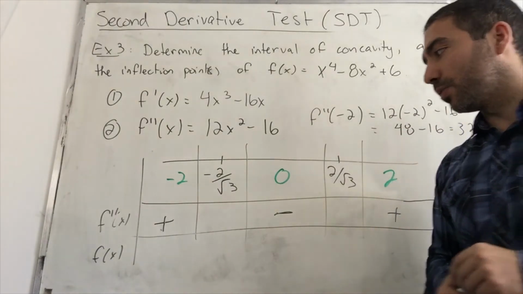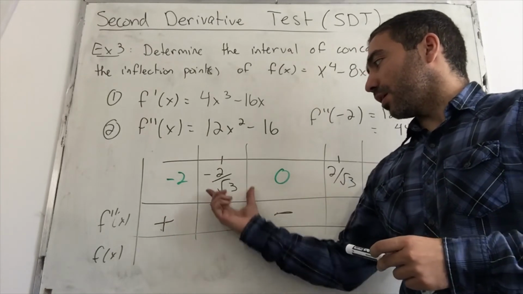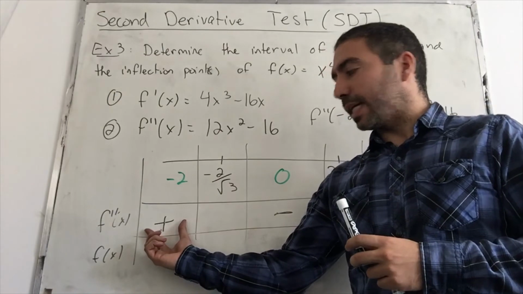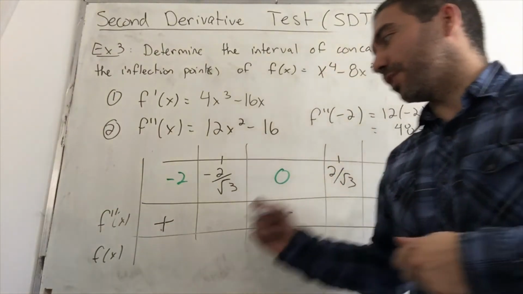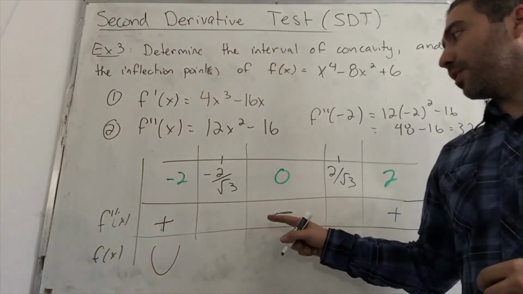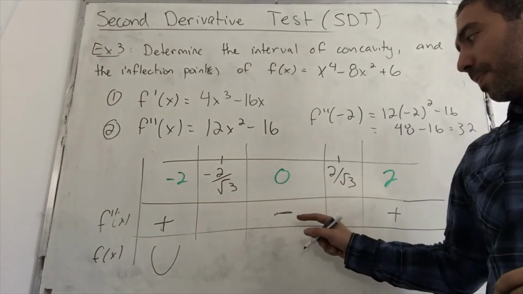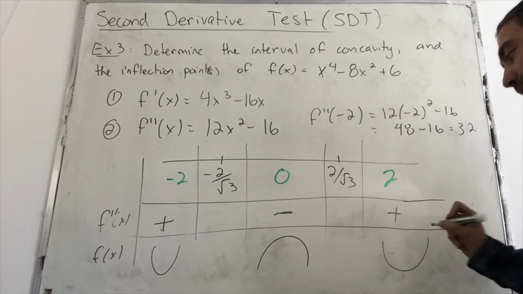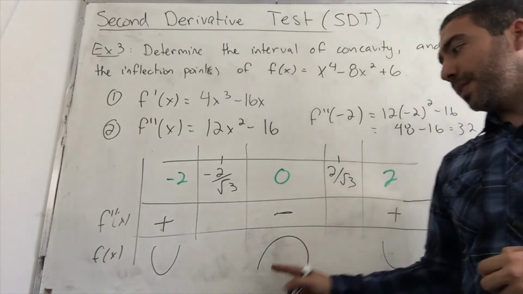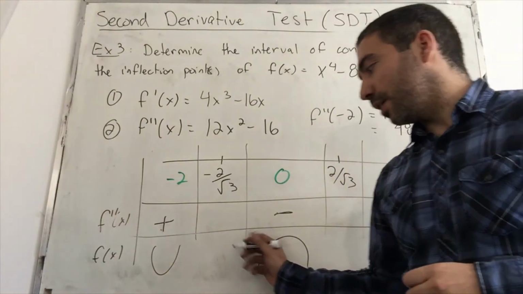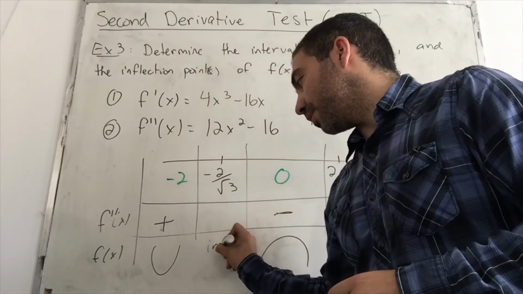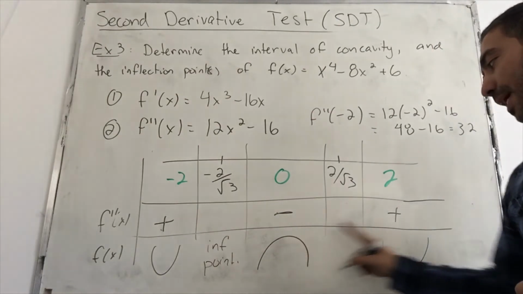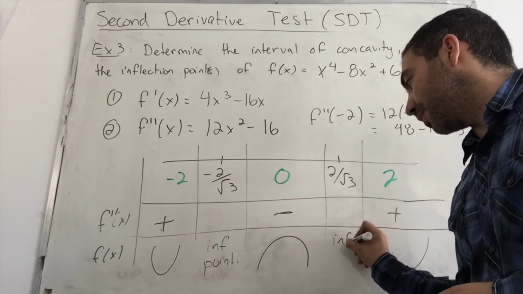Okay, so what can we conclude about negative 2 over root 3 and positive 2 over root 3? Well, first of all, since the second derivative is positive, we know the original function is concave up on this interval, and it's concave down on this interval, and then on this interval here, it's going to be concave up. So this means that since there's a change in signs, this is in fact an inflection point. And same here. Since it went from negative to positive, this is in fact an inflection point.